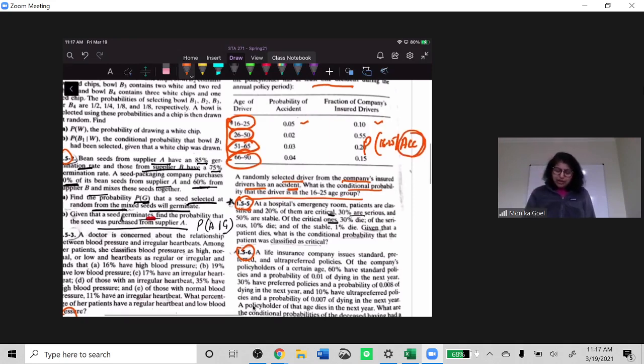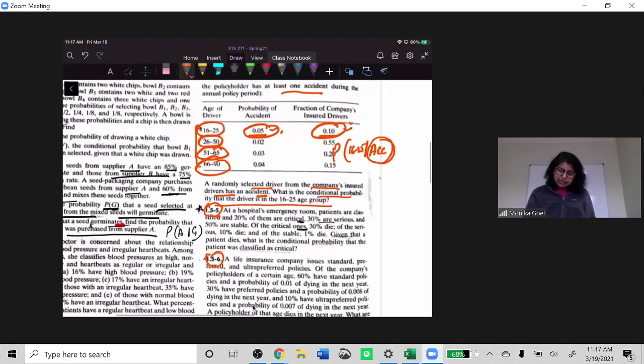So you need to find the probability of accident happen. And you know that for 16 to 25, this is the probability of the accident times the fraction of the company's insured drivers, given that that person had an accident. So this is the probability of an accident when the driver is from the age 16 to 25. And this is the probability or the fraction of insured drivers when they are from different ages.